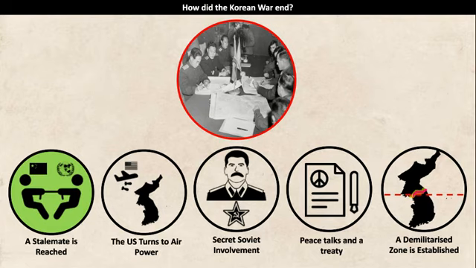So, with the stalemate having been reached around the 38th parallel, we're going to look now at how the US forces and the UN forces turned towards air power as a way to potentially break the deadlock between the two sides.